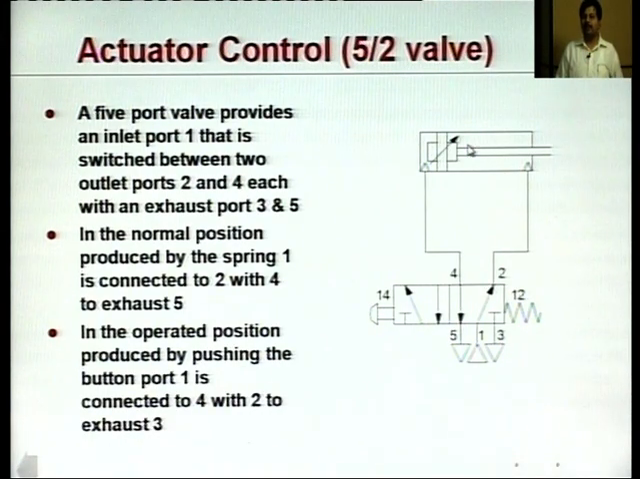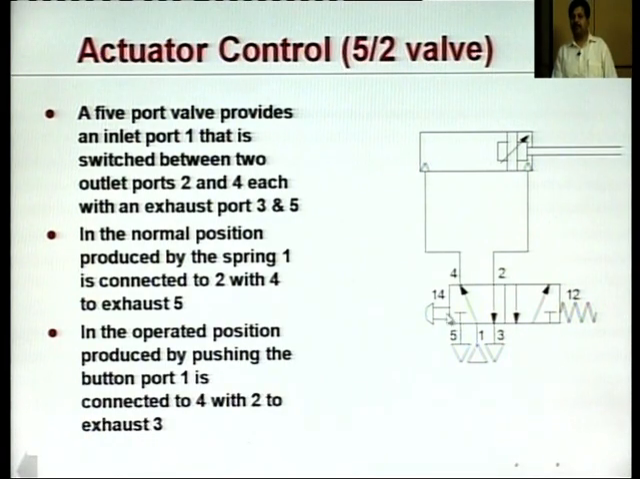Otherwise, it will not be possible for the piston to move to the extreme position in this cylinder piston arrangement. For doing that, this particular port, which is at this end of the cavity, has been connected to exhaust through port number 4 and 5. When we push this button to make the second position functional, now the system is reversed.